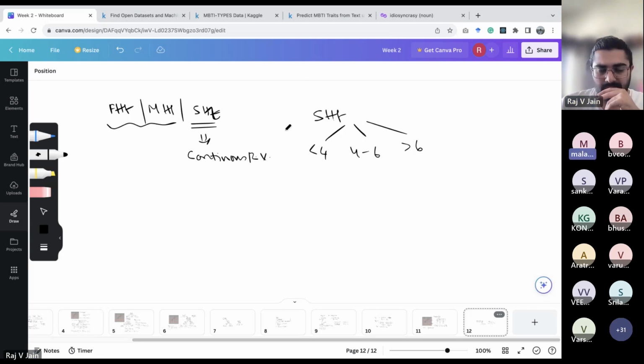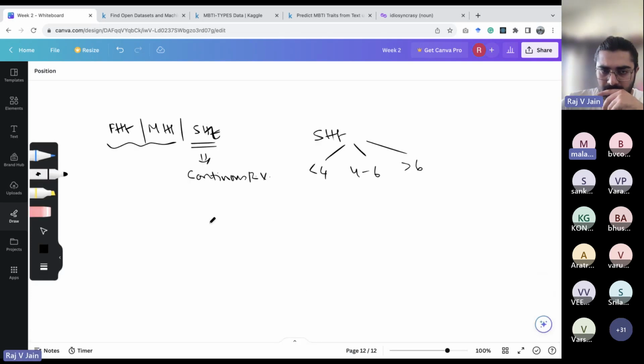Any thoughts? First, father's height we have to take. Suppose, for example, less than 5 feet and more than 5 feet. From that, we divide the tree again on mother's height. Suppose if both are above 5 feet, then the son's height is also above 5 feet, like that. No, but the point is, how do I choose a feature, right?